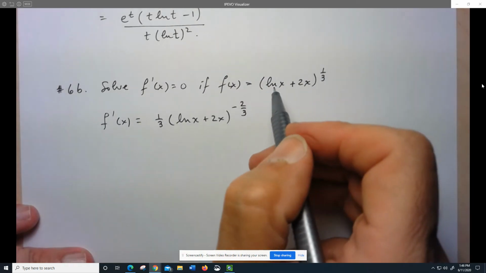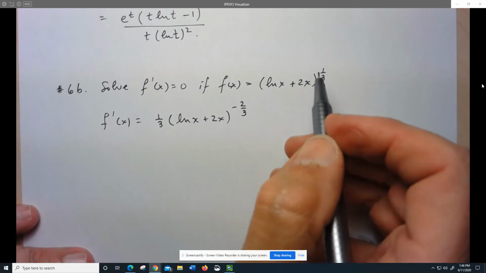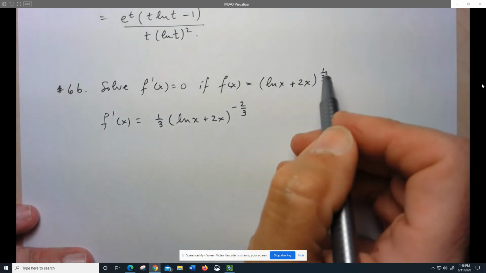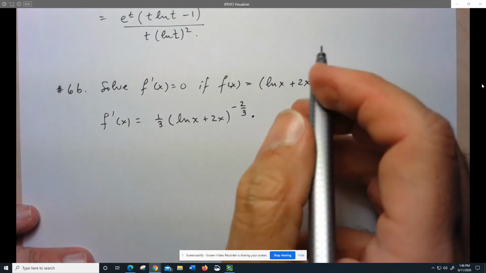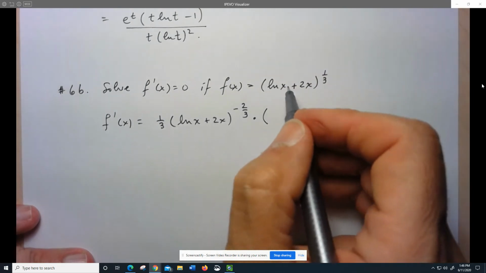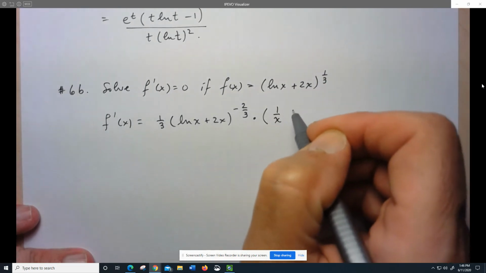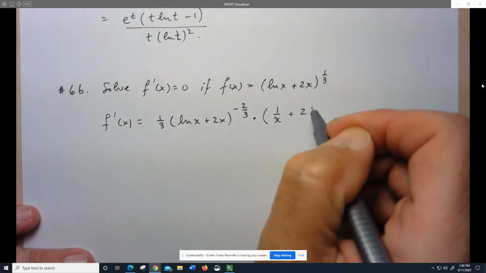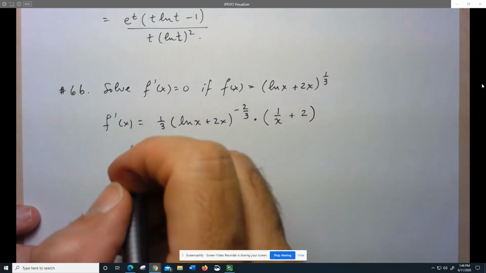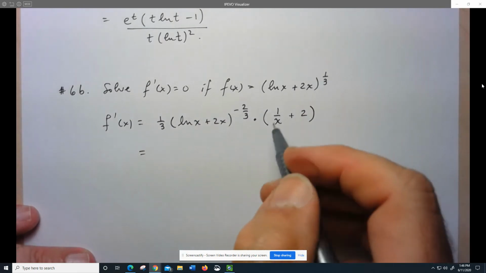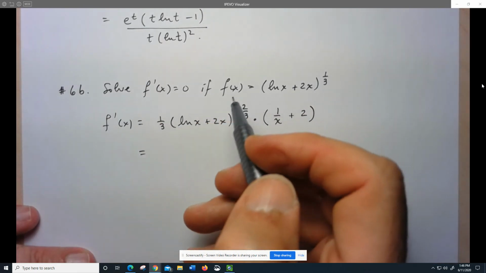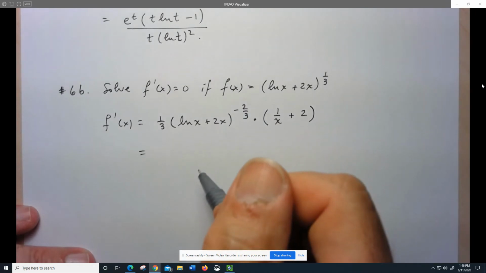Now I take the derivative of the inside function. So the derivative of the outside function, u to the 1/3, multiplied by the derivative of the inside function. Again, the derivative of ln x is just 1 over x, and then of course the derivative of 2x is just going to be 2. All right, so let's simplify here. I guess we do want to find when it's equal to 0, so it does make sense to simplify this first.